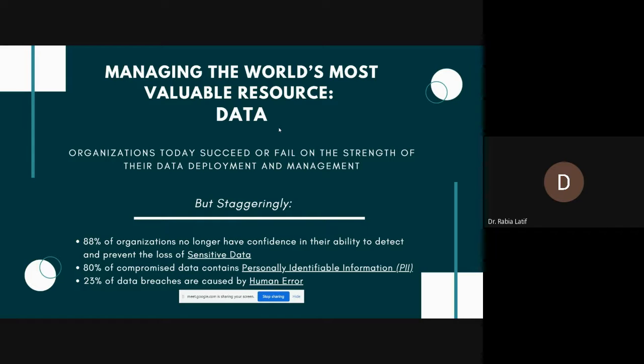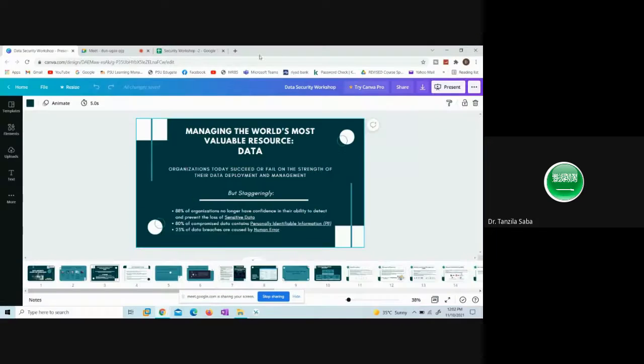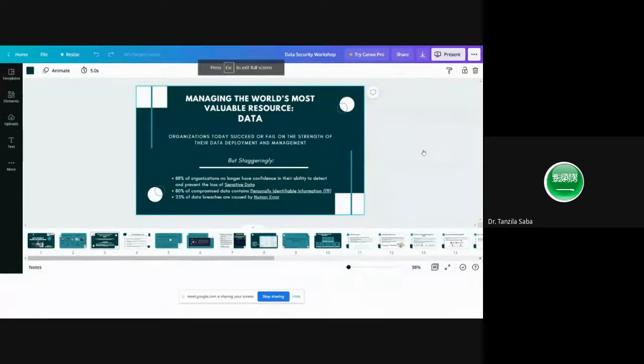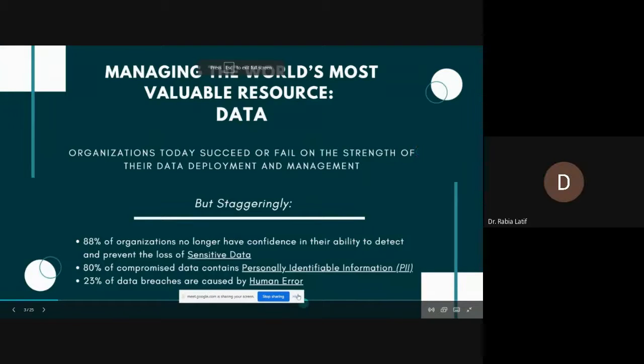Organizations today. Excuse me, Dr. Rabia, to interrupt you. Maybe your screen is not very clear. Can you check it, please? Let me check. It's a bit blurry. Is it clear now? Yes, it is.